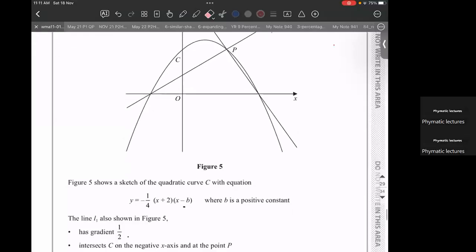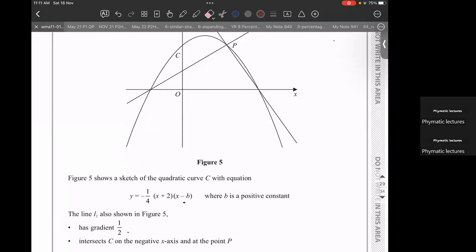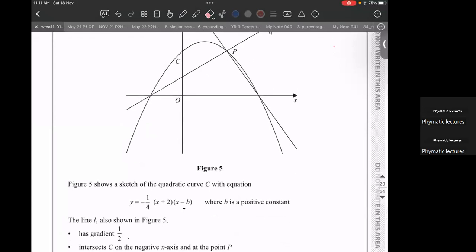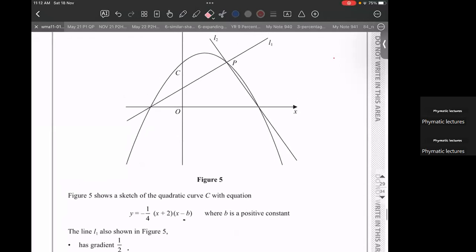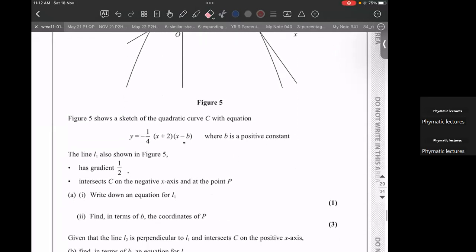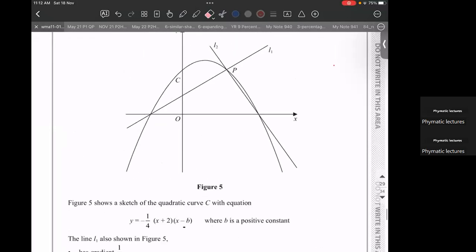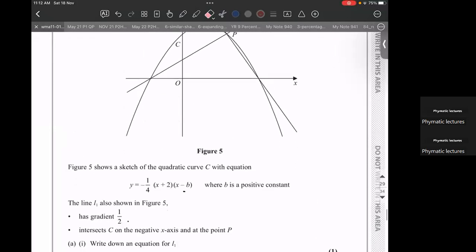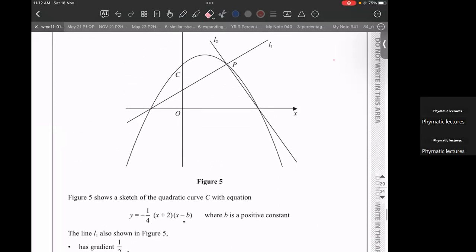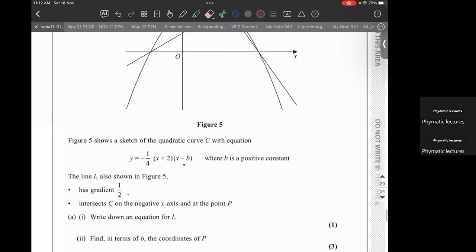Question number 10. Figure 5 shows a sketch of the quadratic curve with the equation y is equal to minus 1 by 4 times x plus 2 into x minus b. The line L1 is also shown in this figure 5. The gradient of this line L1 is 1 by 2.